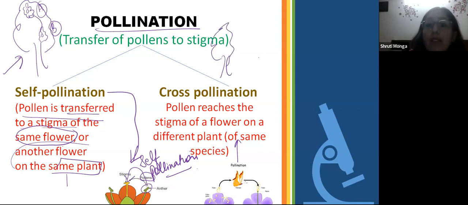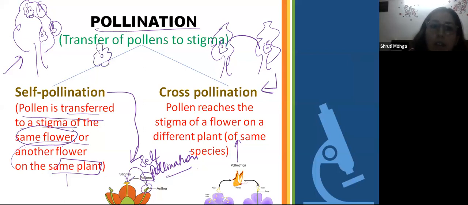Suppose this is one plant, this is one plant. Here is a flower, here is a flower. And when the transfer is happening like this, it is cross-pollination. What I said, when it is within the same flower, suppose the transfer is happening like this in the same flower, then it is self-pollination. When it is happening between two different flowers but the plant is the same, then also it is self-pollination. And what is cross? When the plant is also different, then it is known as cross-pollination.